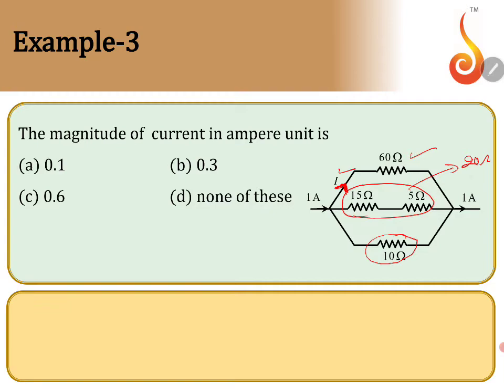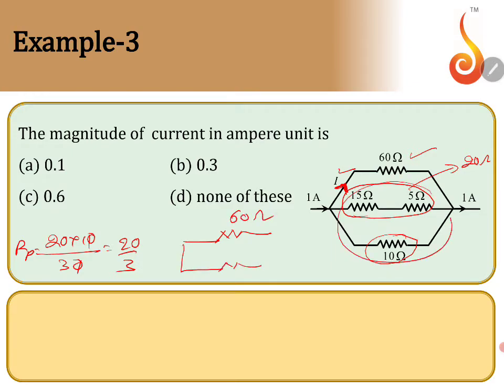20 ohms and 10 ohms are in parallel. So 20 into 10 divided by 20 plus 10, that is nothing but 30. I have applied the R1 R2 by R1 plus R2 formula, since these two are in parallel. So it will become 20 by 3. So I can write the above network like this, with 60 ohms.